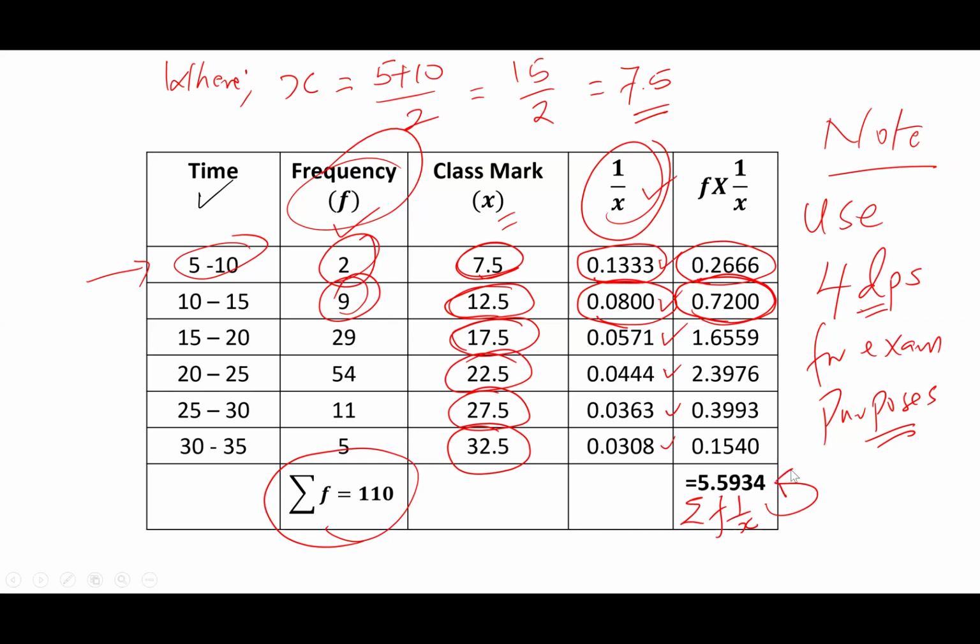So I'm going to give you some 5 minutes to prove whether this is okay. Check whether I didn't make any errors. Notify me. We calculate our harmonic mean.